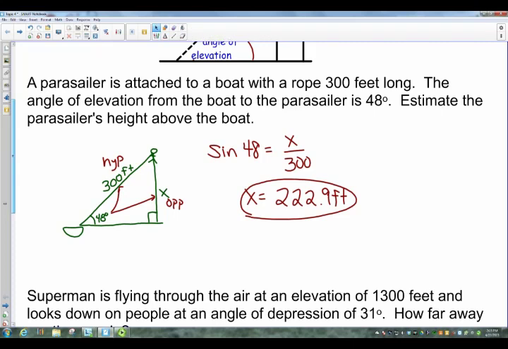All right, so there's parasailing. If you've ever done it, it's a lot of fun. Don't do it if you're scared of heights, I guess, though, because 223 feet is pretty high.